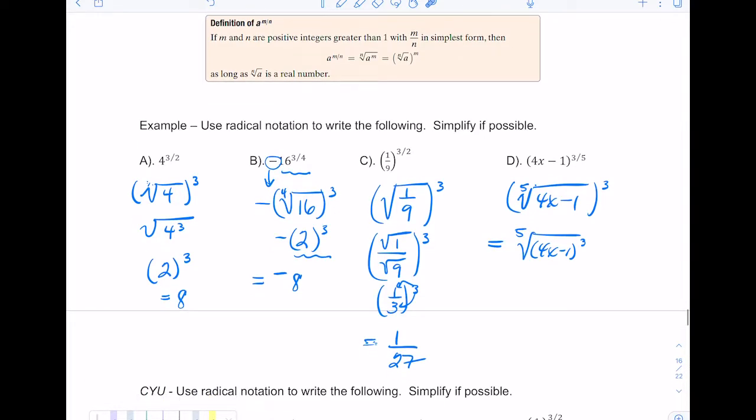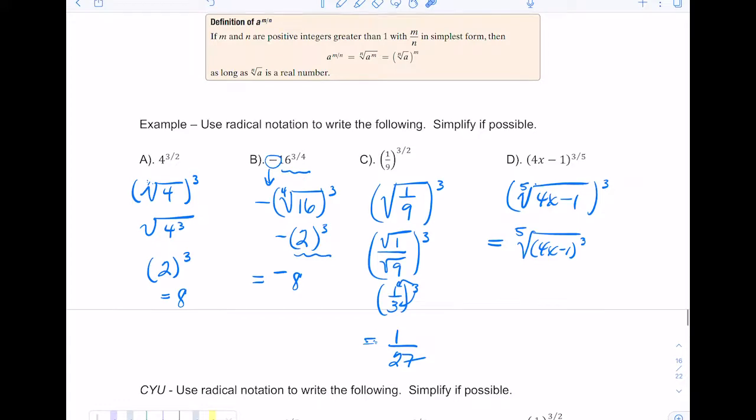So again, rational exponents really are just rewrites. They're radicals in disguise, and then all you're doing is simplifying.